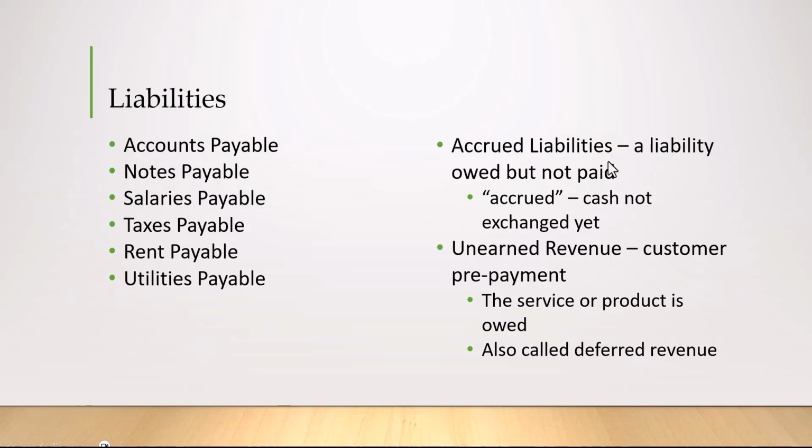And then just because you might see this terminology, accrued liabilities, that's just another name for a liability. It's a liability owed but not paid yet, which is what all of these over here on the left are. Just think of the word accrued as meaning cash hasn't been exchanged yet. And then unearned revenue, this is when the customer prepays. So this is a little different in that the business owes the customer a product or a service. So it is a debt, but it is not a debt of money. It's a debt of the product or service that is owed to the customer. And this is also called deferred revenue.